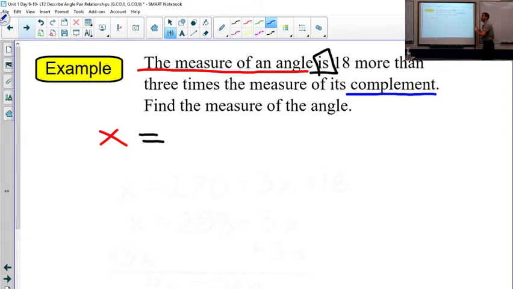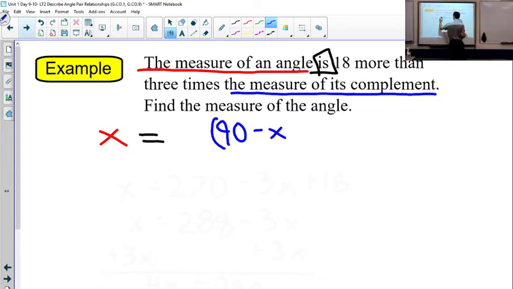Complement, oh, we know what complement is. Complement is 90 minus x. So that's the measure of the complement. Oh, but we don't just want the measure of the complement. What else do we want to do to the complement? We want 3 times the complement. So I'm going to take this and multiply it by 3.